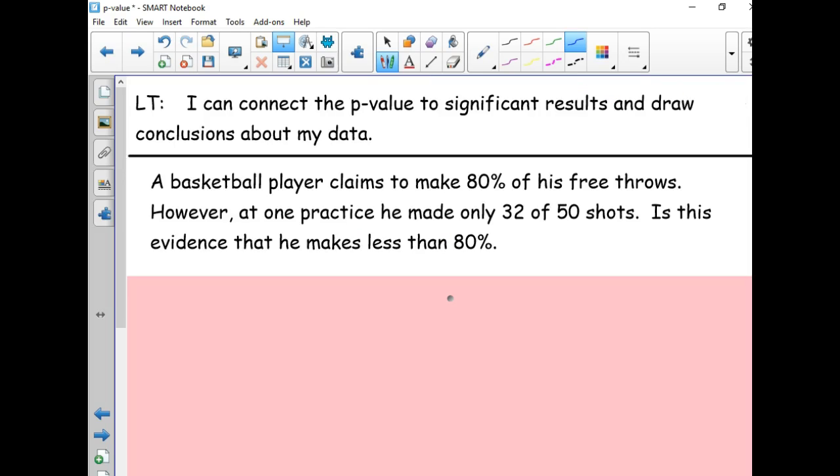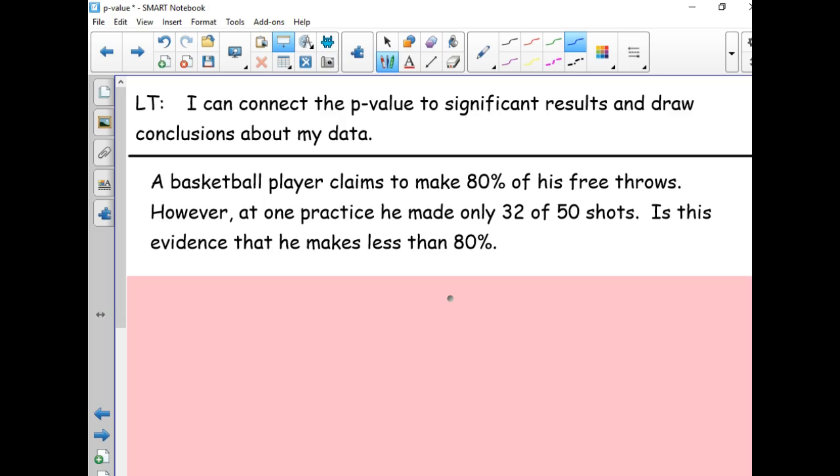Okay, so some of that you're maybe thinking, huh? Let's practice it in an actual example and hopefully it will make more sense to you. I'll walk you through step by step on how to write a conclusion. We're connecting our p-value to significant results, so we compare it to our alpha, and then we draw a conclusion using statistical language. A basketball player claims to make 80% of his free throws. However, at one practice, he only made 32 of 50 shots. Is this evidence that he makes less than 80%?